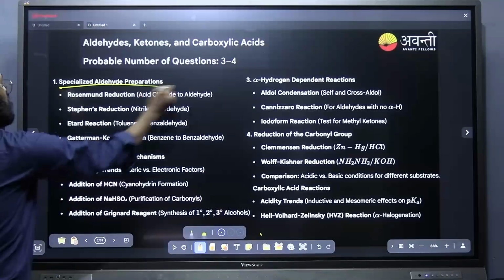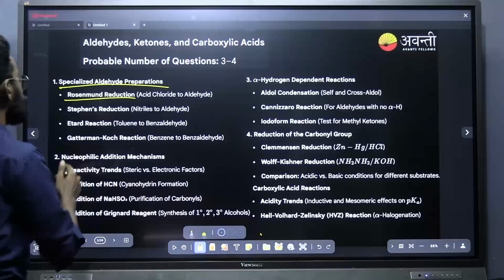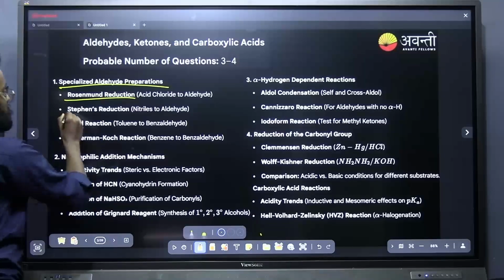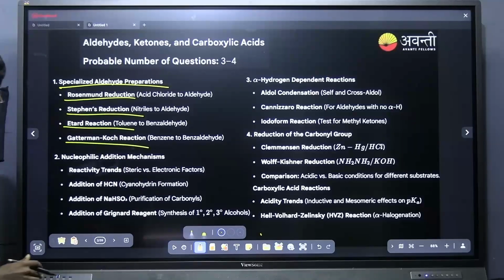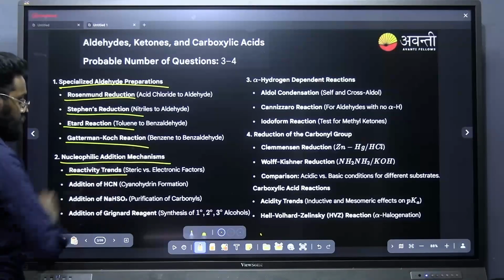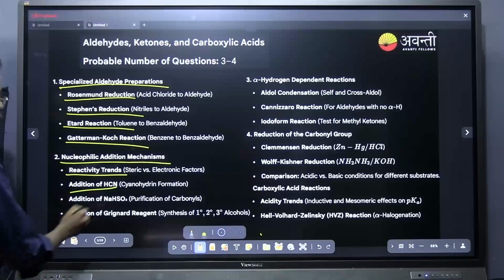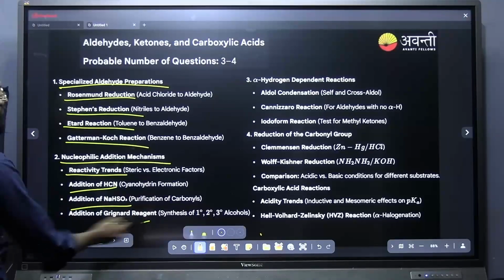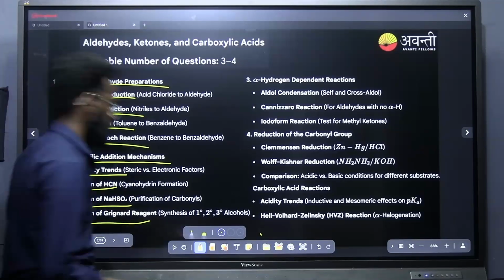First are the name reactions: Rosenmund's reduction reaction, which is particularly for the preparation of aldehydes, then Stephen's reduction reaction, Etard reaction, and Gattermann-Koch reaction. Apart from that, focus on nucleophilic addition: the reactivity trend, which is more reactive, aldehyde or ketone, then addition of HCN, addition of NaHSO3, and addition of Grignard reagent. These are the points to focus on for the nucleophilic addition mechanism.